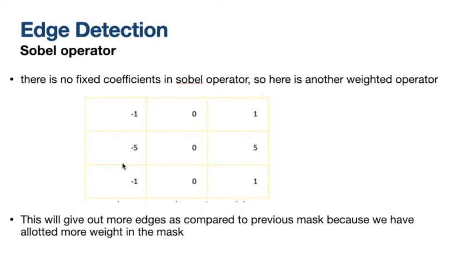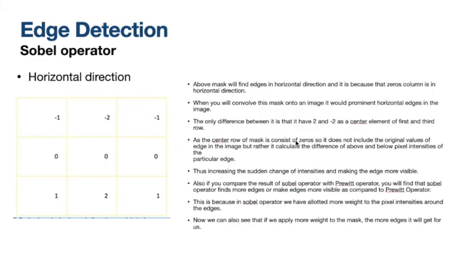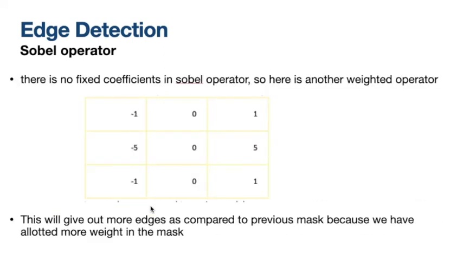Here, instead of -2 and 2, it is changed to -5 and 5, and these values are not fixed values, you can change them. If you give more weight, it will detect more edges. So this is going to give more edges as compared to the previous masks, because we have allotted more weight in the mask.